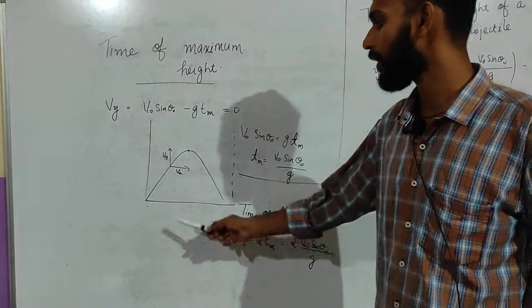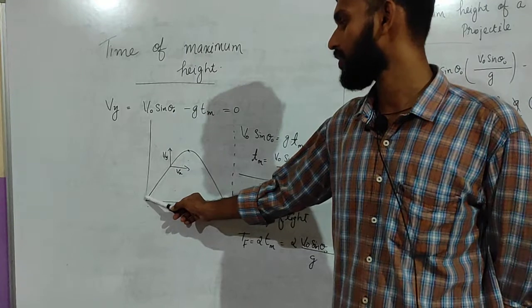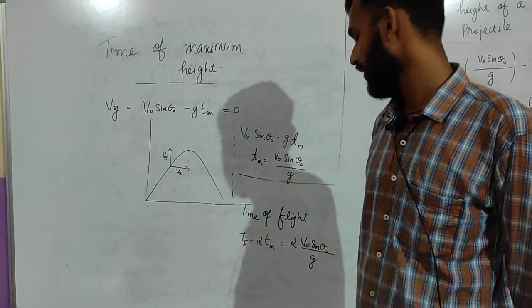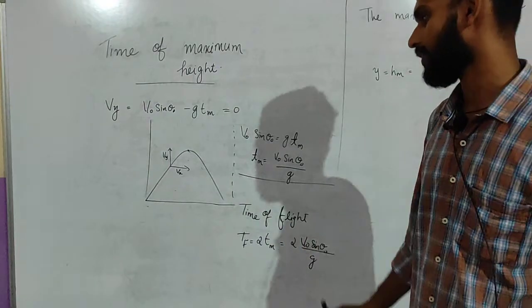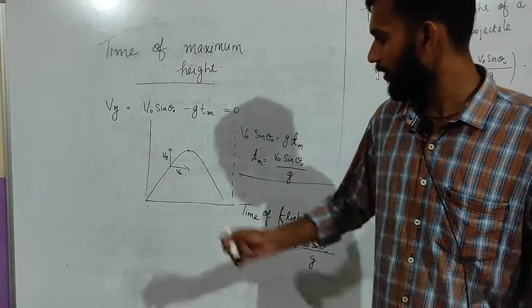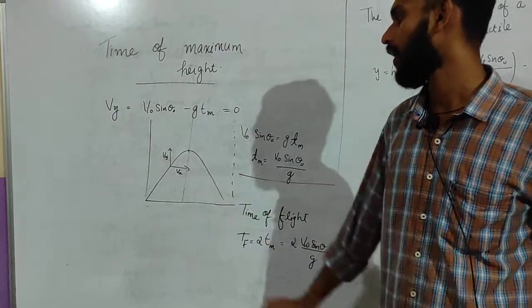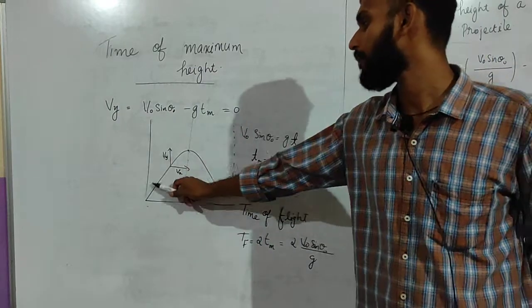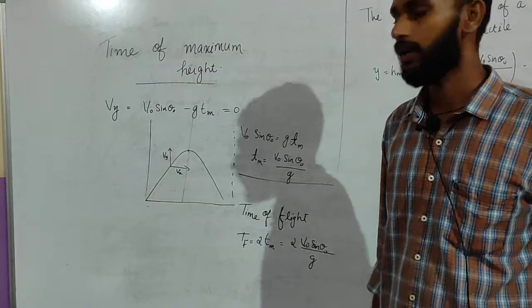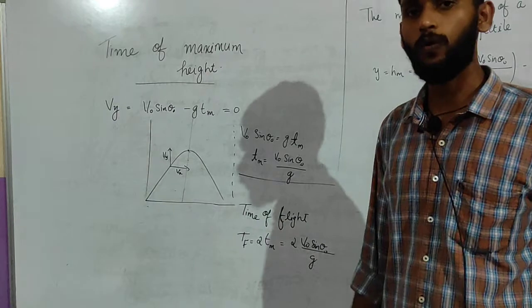Now another time, that is the time of flight. That means the time required for the entire motion from the initial point to the final point, whatever time it is required, is known as the time of flight. If you draw a vertical line through the maximum height, both paths are equal. The upward path and the downward path are equal. So the time required for the upward motion will be equal to the time required for the downward motion.